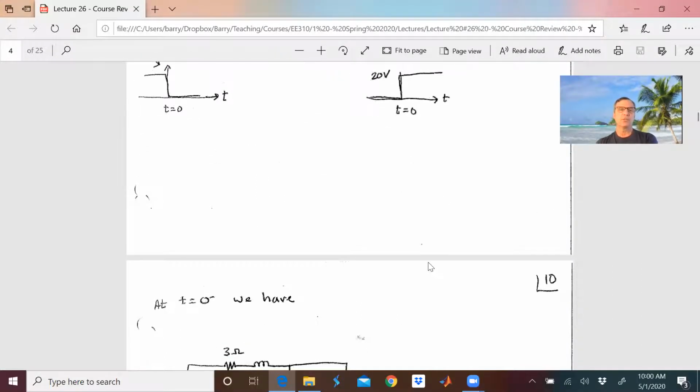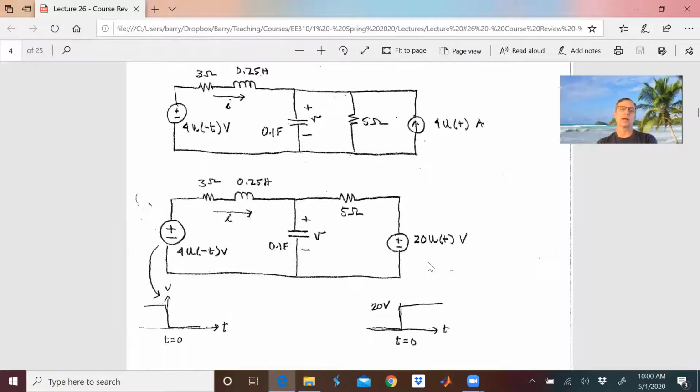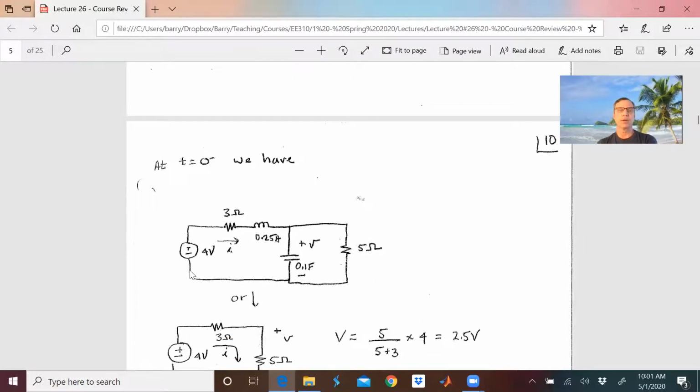So at t equals 0 minus, what's this thing going to look like? You think about it. Okay, at t equals 0 minus, this looks like it's going to be 4 volts, right? This is going to be a short circuit. So I'm going to have 5 ohms in parallel with this capacitor. Here we go. At t equals 0 minus, we have 4 volts, and then we have our 5 ohms right here.